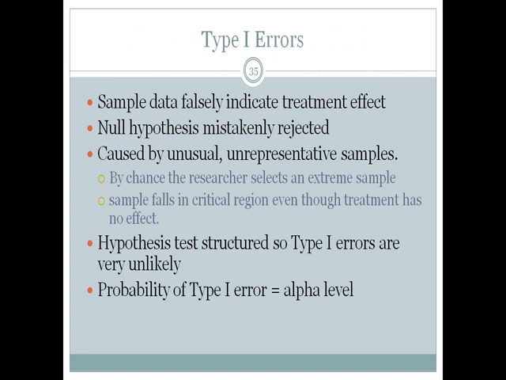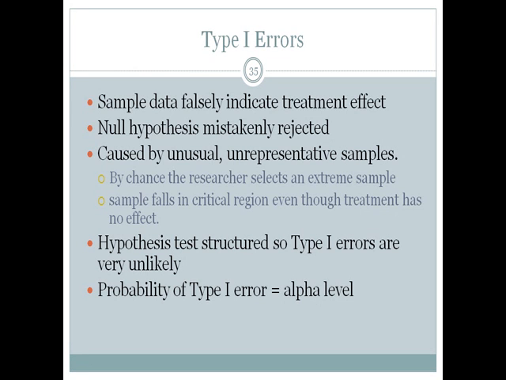So, a type 1 error occurs when the sample data appear to show a treatment effect when in fact there is none. So what does this mean? Type 1 errors are caused by unusual, unrepresentative samples. Just by chance, the researcher selects an extreme sample with the result that the sample falls in the critical region even though the treatment has no effect.